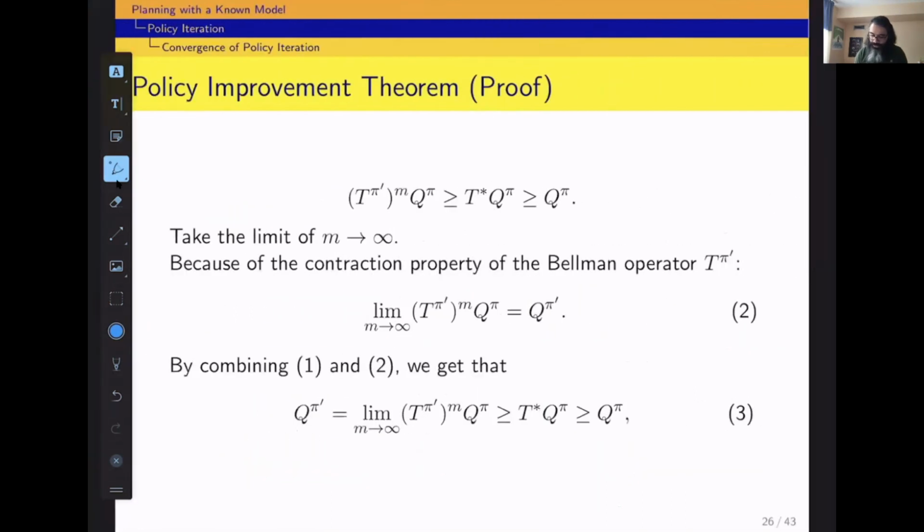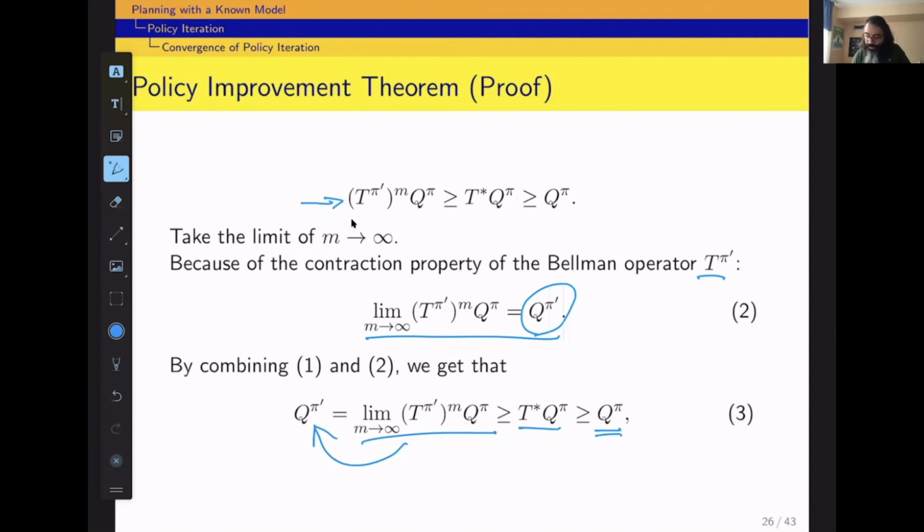So I think that's what we are doing here. We had this equation, take the limit of m going to infinity, as you mentioned. Because of the contraction property of the Bellman operator, this left-hand side goes to Q pi, and then we combine all these things. Then we get the limit, which is Q pi prime, is greater than or equal to T star Q pi, and greater than Q pi. So this is what we wanted to show.